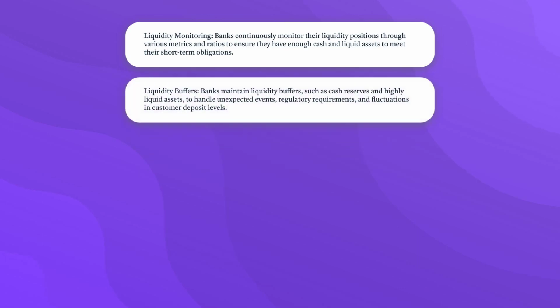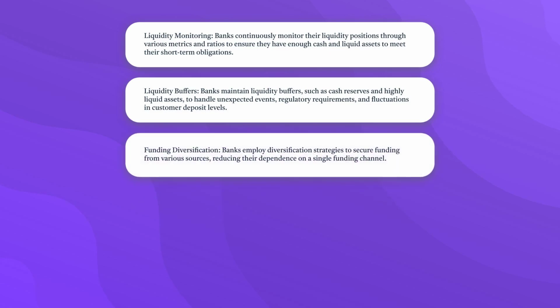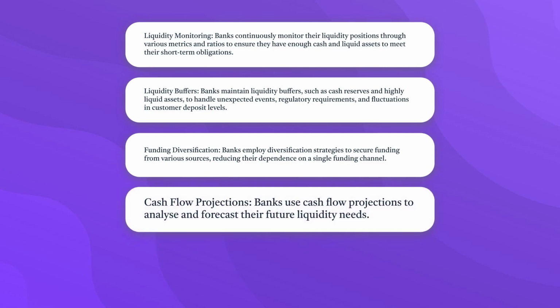Liquidity buffers. Banks maintain liquidity buffers, such as cash reserves and highly liquid assets, to handle unexpected events, regulatory requirements, and fluctuations in customer deposit levels. Funding diversification. Banks employ diversification strategies to secure funding from various sources, reducing their dependence on a single funding channel. Cash flow projections. Banks use cash flow projections to analyze and forecast their future liquidity needs.